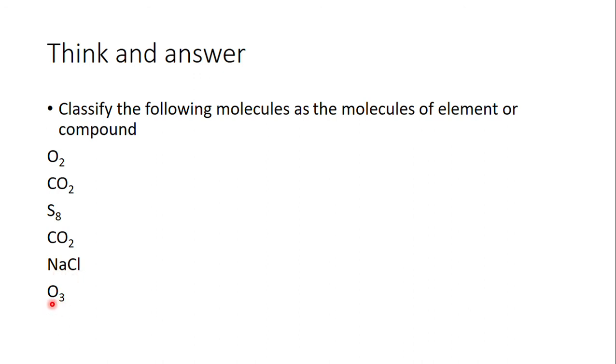O3, ozone, is a molecule of an element, right? Now tell me the atomicity of O2. 2, right? Because only 2 atoms of oxygen have combined. Don't just see this O. We have 2 atoms of oxygen which have combined. So the atomicity of O2 is 2. Carbon dioxide is 3: 2 oxygen plus 1 carbon. So the total number of atoms is 3. And for sulfur, atomicity is 8.